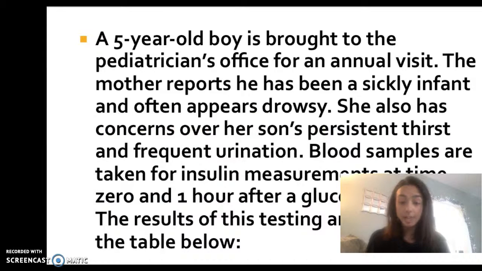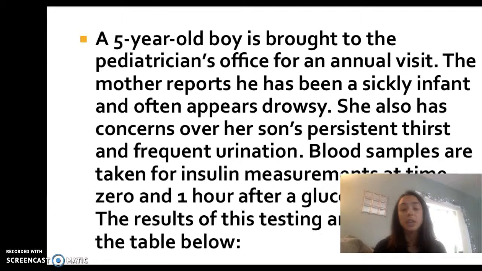So the first case that I've chosen is case number 3. The case is as follows. A 5-year-old boy is brought to the pediatrician's office for an annual visit. The mother reports he has been a sickly infant and often appears drowsy. She also has concerns of her son's persistent thirst and frequent urination.